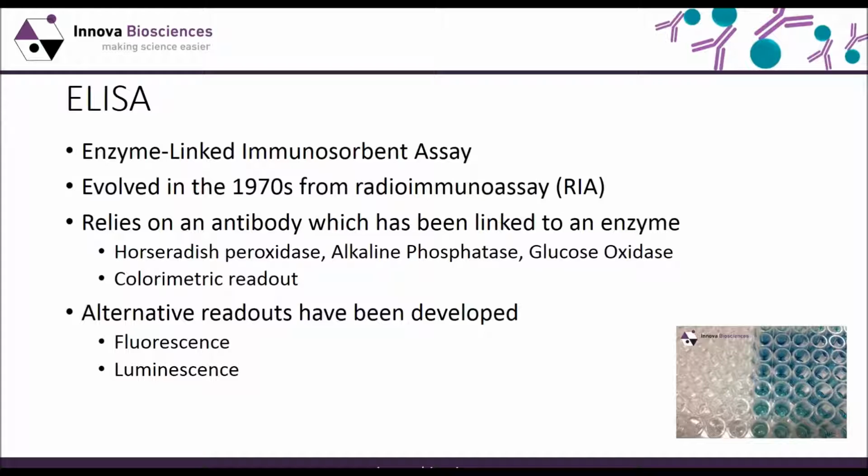As assay techniques have evolved, alternative readouts have been developed. The term ELISA is now broadly used to describe any assay where a molecule has been adsorbed onto a solid surface.